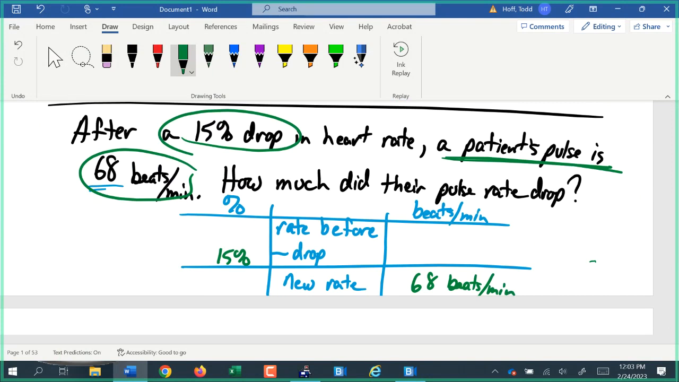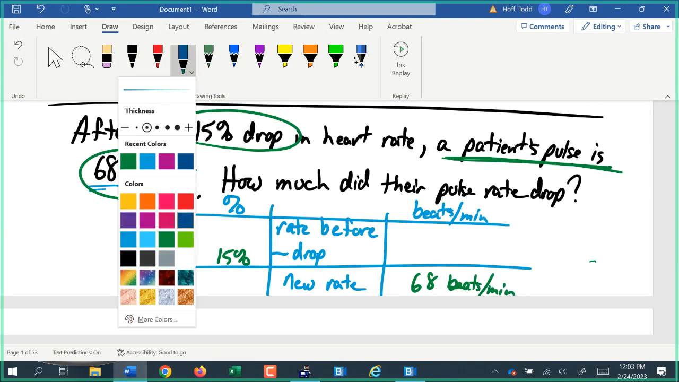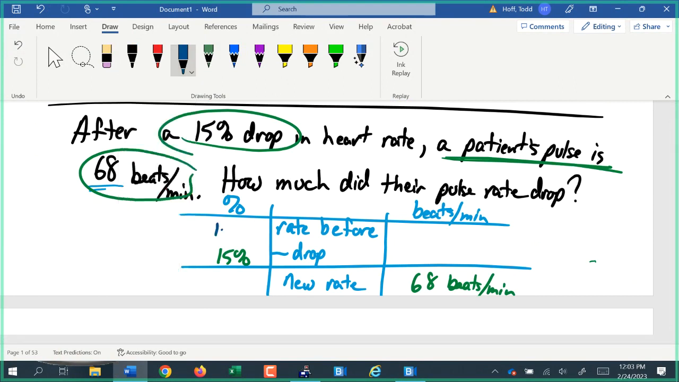That goes there. Once again, the starting amount is our base amount. So I can put 100% up here for the rate before the drop. And now this is a decrease, so I'm subtracting the 15%. 100% minus 15% makes this 85%, the rate after the drop.